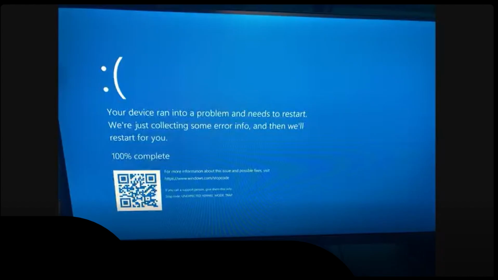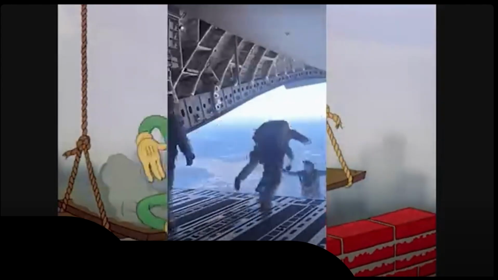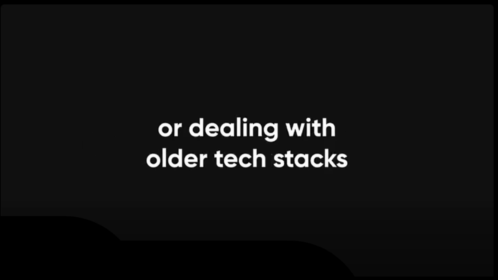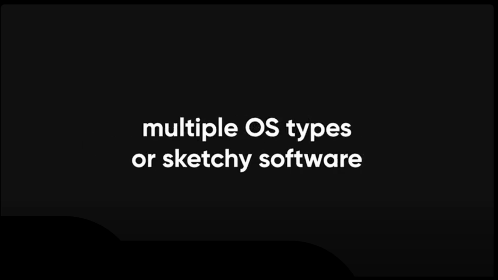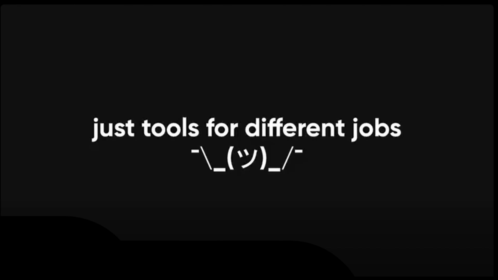So, let's land this plane. Which one should you use? Simple. If you're building apps, deploying frequently, and want fast, consistent environments, Docker is your best friend. If you need full OS isolation, are dealing with older tech stacks, or need to run multiple OS types or sketchy software, go with virtualization. They're not enemies, just tools for different jobs.